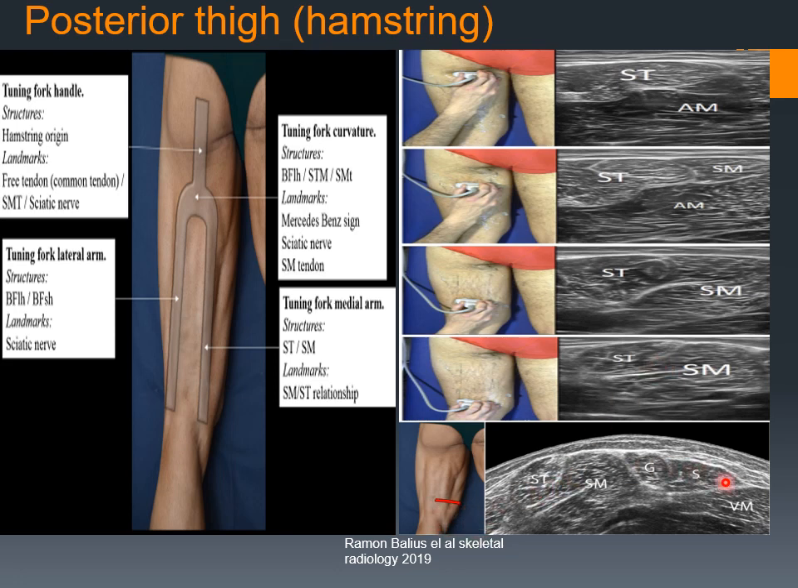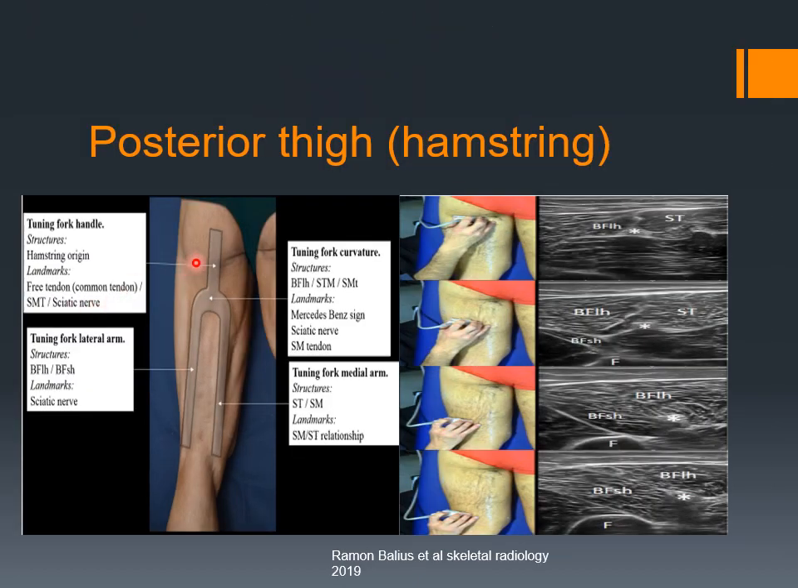This is a panoramic view of the distal medial aspect of the posterior thigh, where we can see here the semitendinosus muscle, the semimembranosus muscle, the gracilis, sartorius, and the vastus medialis. Then if we go downwards and we choose to go with the lateral arm of the tuning fork, our landmark would be the sciatic nerve at the site of the Mercedes-Benz sign. That is the biceps femoris long head, semitendinosus tendon.